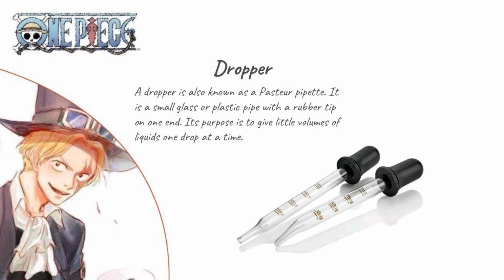Dropper. A dropper is also known as pasture pipe. It is a small glass or plastic pipe with a rubber tip on one end. Its purpose is to give little volumes of liquids one drop at a time.